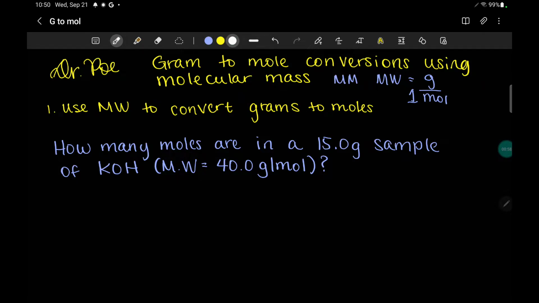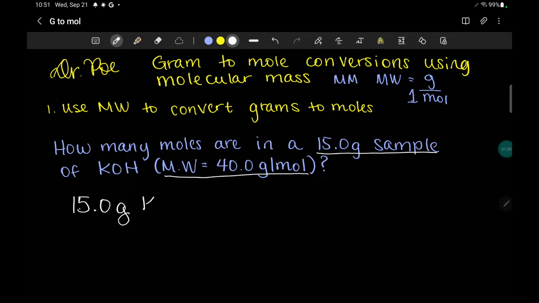Okay, so in this problem, we are given some information, a 15-gram sample, so that's the mass, and the molar mass, also known as the molecular weight, abbreviated here MW, as 40 grams per mole. So there's a couple ways that you can do this, and you can let your units be your guide. You always start with your given, and you could use a ladder. So let's show that method first.